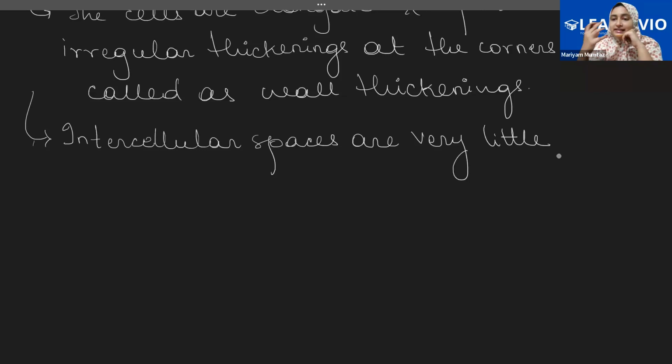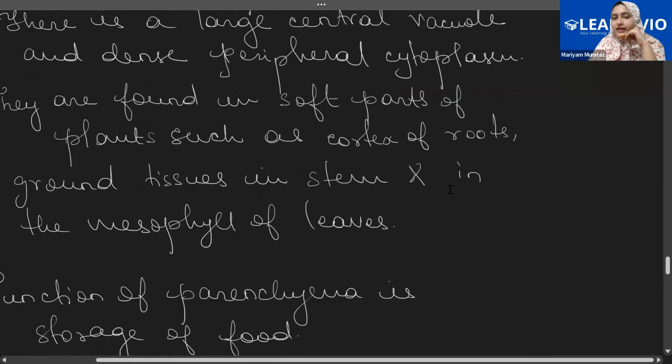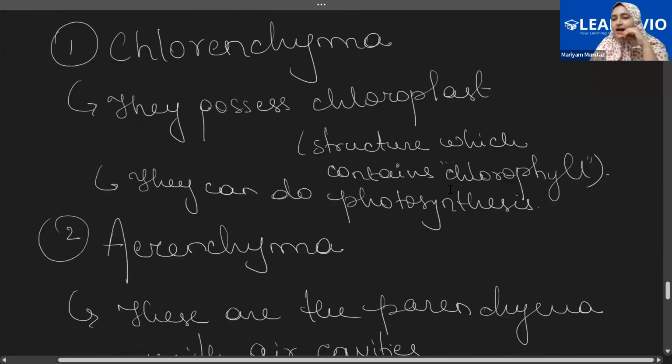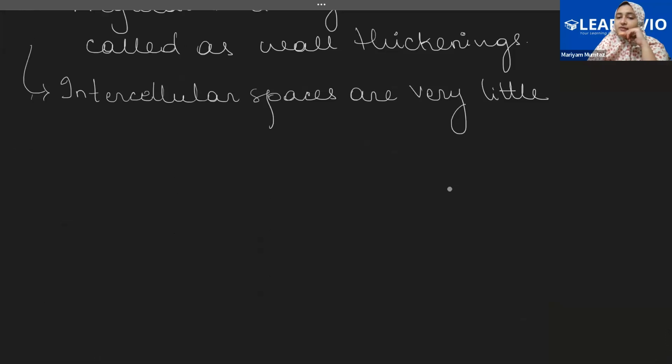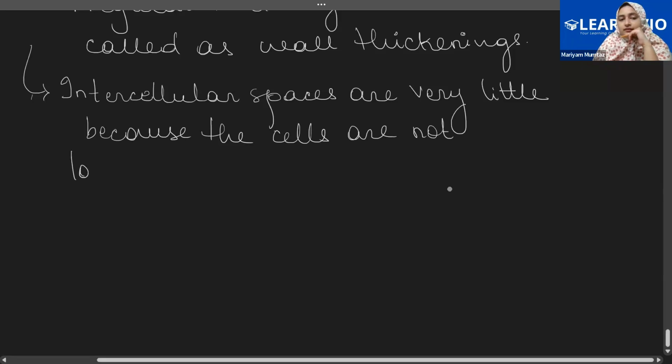But why? Because the cells are placed very closely, isn't it? Because when we talked about the parenchyma, we saw that the cells were placed far apart, right? They were placed just like that, and they were very loosely packed. And since they were loosely packed, a lot of intercellular spaces were there. Now, talking about the collenchyma, here the intercellular spaces are very little because the cells are not loosely packed. Whenever the cells are loosely packed, there will be the presence of intercellular spaces. But in this case, there won't be. Any doubts?